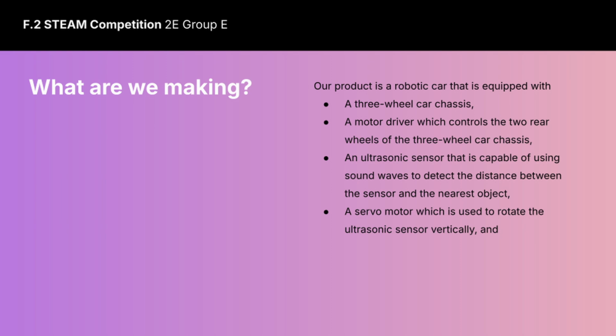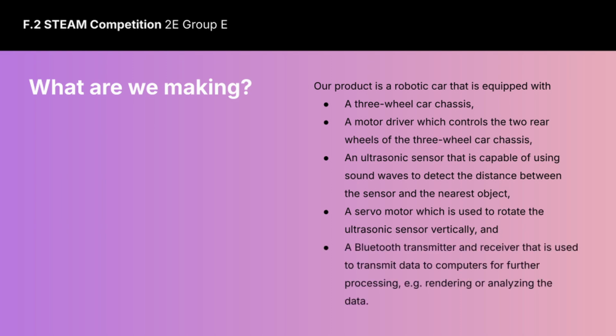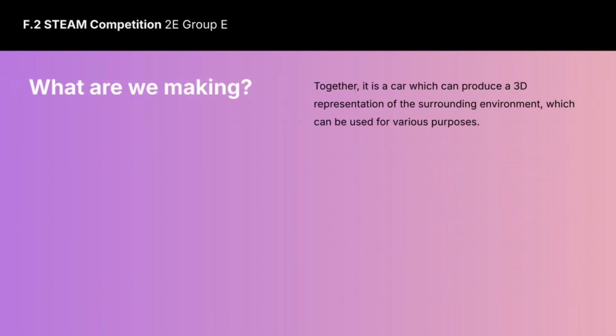the ultrasonic sensor vertically, and, last but not least, a Bluetooth transmitter and receiver that is used to transmit data to computers for further processing, such as rendering or data analysis. Together, it is a car which can produce a 3D representation of the surrounding environment, which can be used for various purposes. Now I will pass the time to Hart.